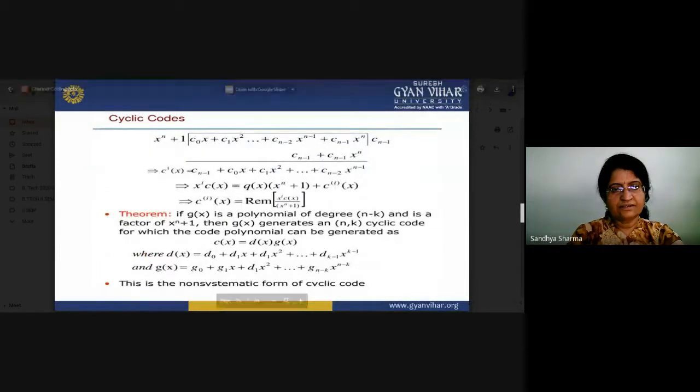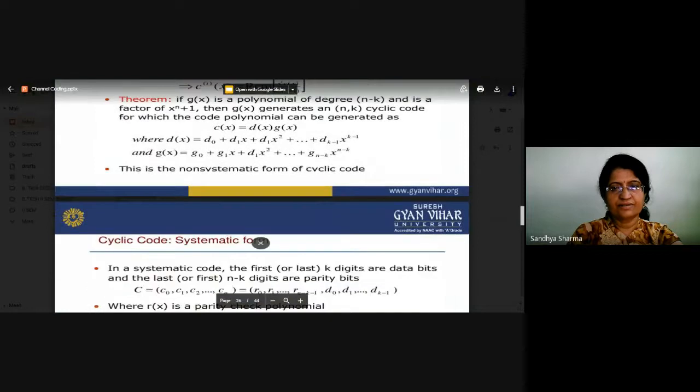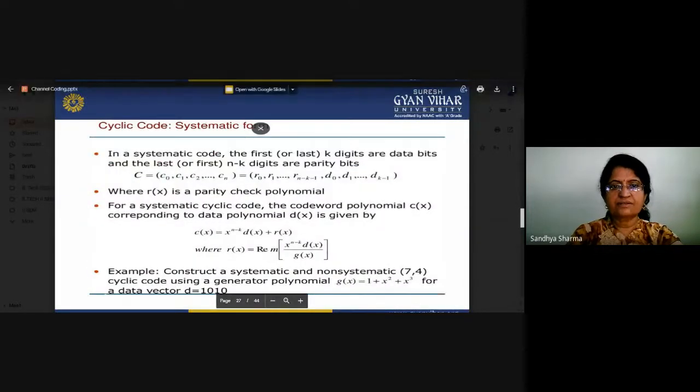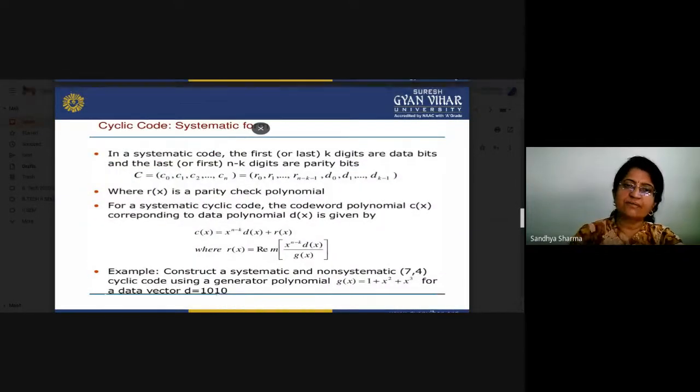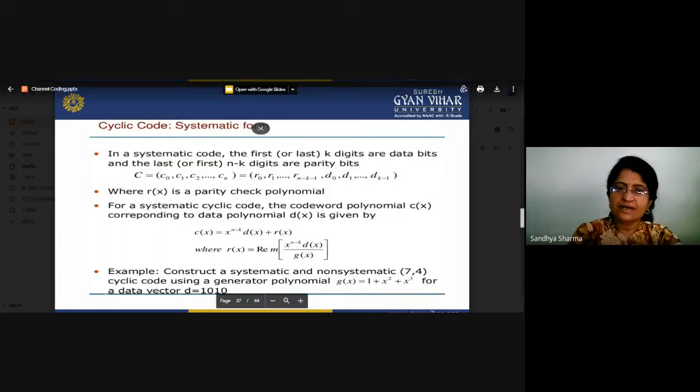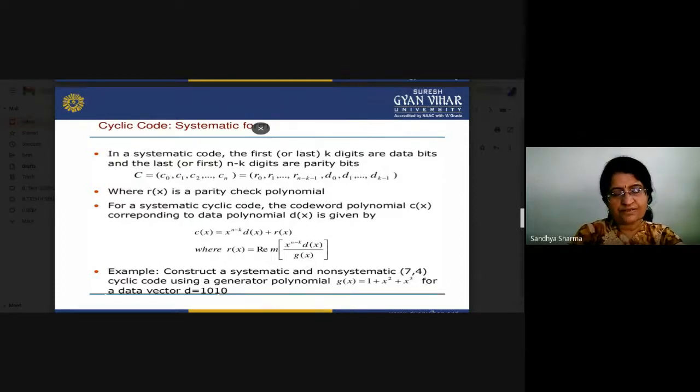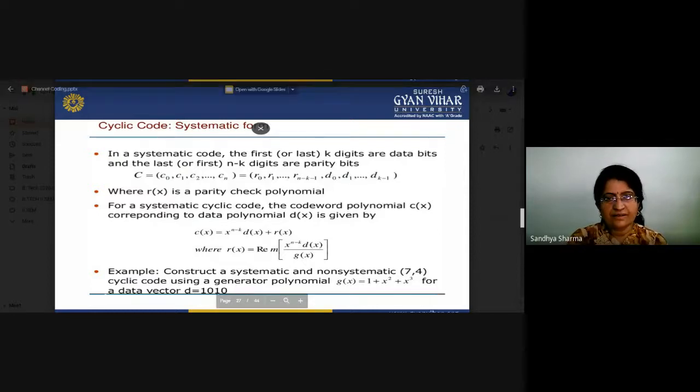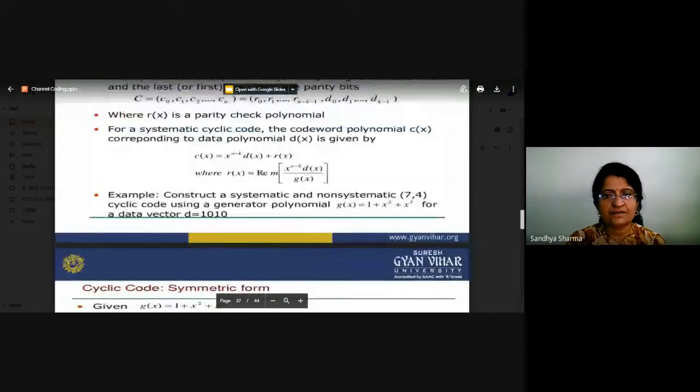So that is basically c(x) equals d(x) g(x), which we have already seen here. And what about the systematic form? If you are working on the systematic form, there are equations, and if you want to convert your c(x), that is x^(n-k) into d(x) plus r(x). So the code word will also be in the form of polynomials, and the data word also in the form of polynomials, where r(x) is the parity check polynomial. What about r(x)? r(x) is the remainder of this one.